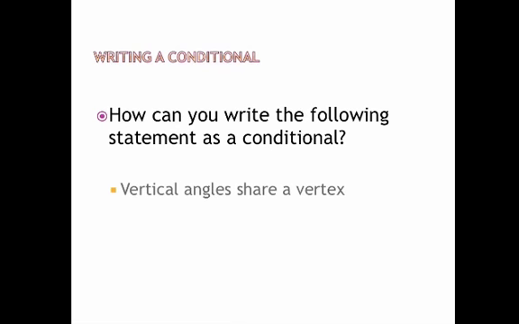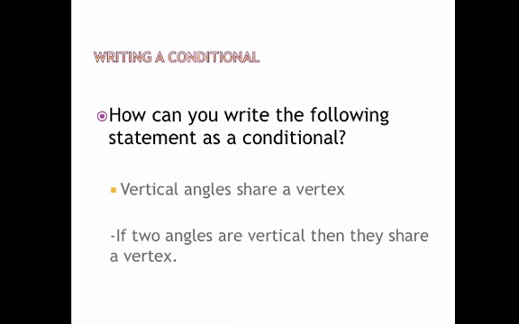Okay, so if we want to go backwards now and be given a statement and write it as a conditional, as an if-then statement, we just think about what our hypothesis and conclusion would be. So, vertical angles share a vertex. We could think about our hypothesis: if two angles are vertical, then they share a vertex. So you just wrote your conditional. We took a statement and wrote it as a conditional statement.